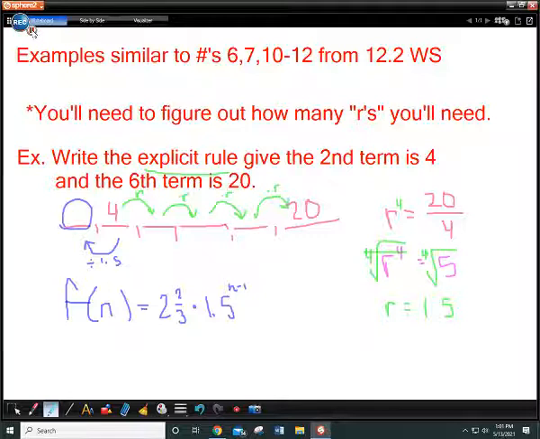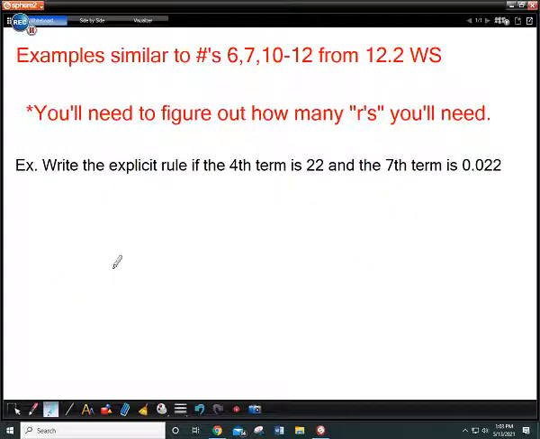Let's do one more example. On this example, we're going to write the explicit rule if the 4th term is 22 and the 7th term is 0.022. So we're going to go 1, 2, 3, 4, 5, 6, 7.